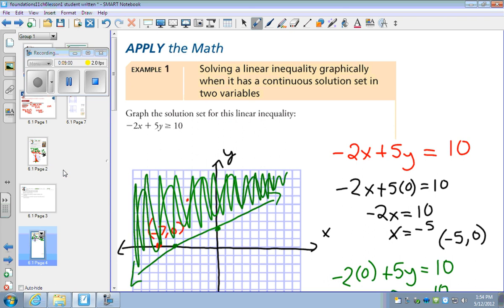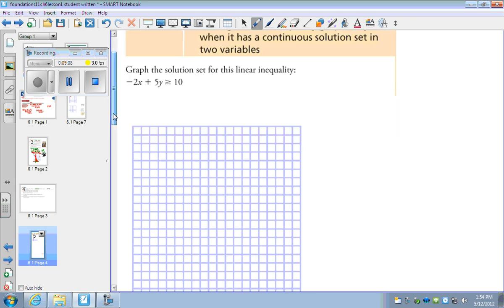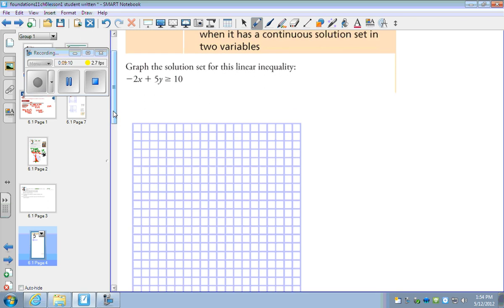So just some more practice from graphing. We're going to graph the solution set for this linear inequality. Negative 2x plus 5y is greater than or equal to 10. So the first thing that I do is I just treat it as if it was an equation. Negative 2x plus 5y is equal to 10.